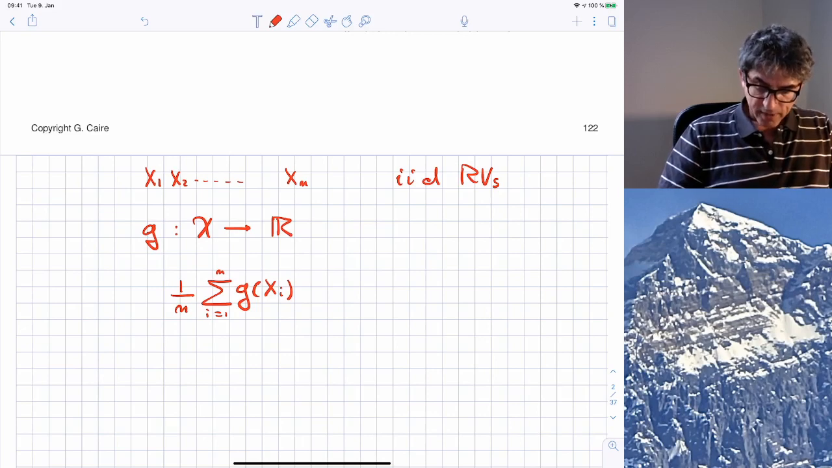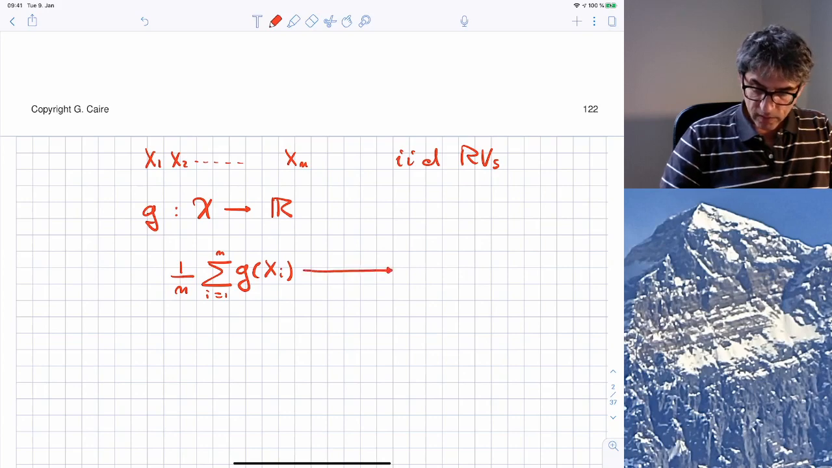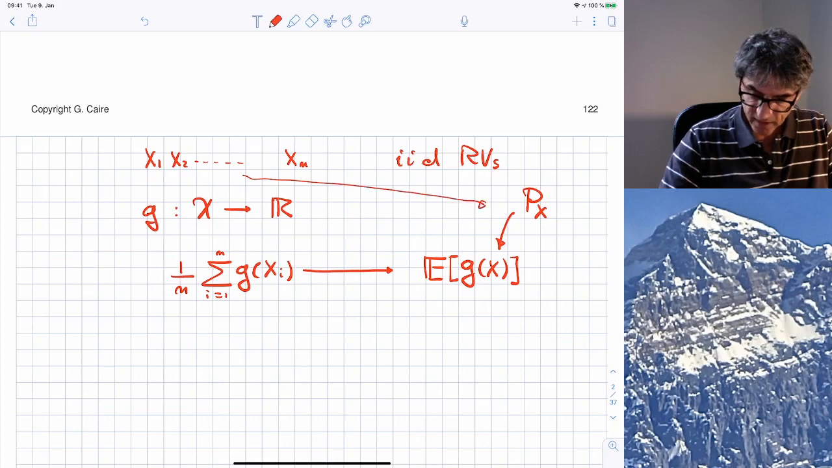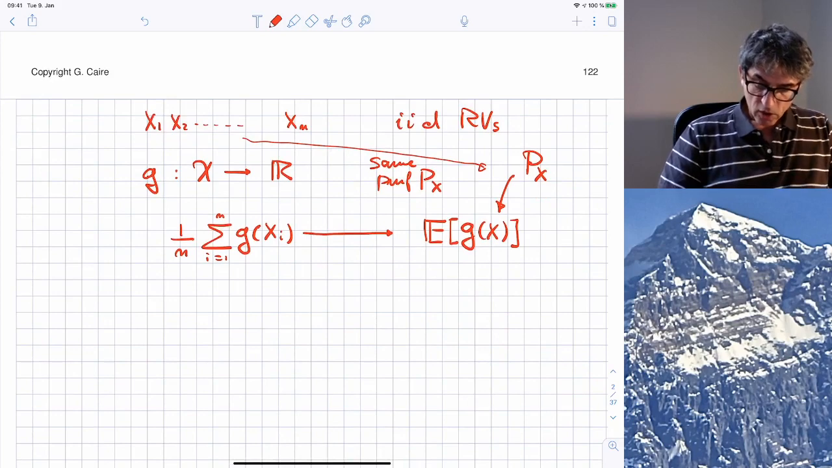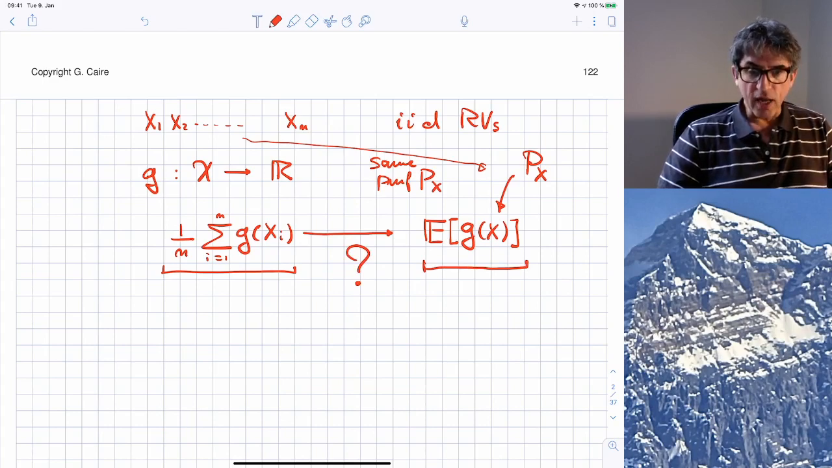And the law of large numbers says that when n goes to infinity, this quantity tends to the expectation of g(X), where X is distributed according to P_X, which is the common distribution. So all these random variables have the same PMF, P_X, because they are IID. Of course, this is a random variable. This is a deterministic quantity. So the question is, in which sense do we have this stochastic convergence?